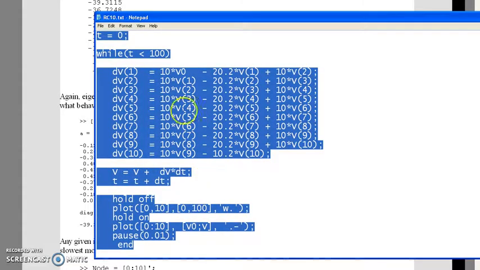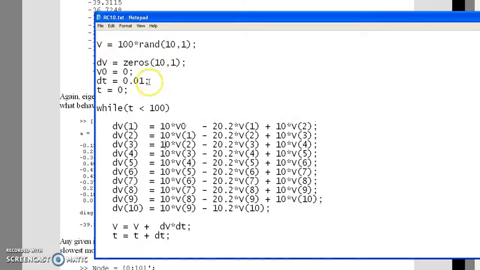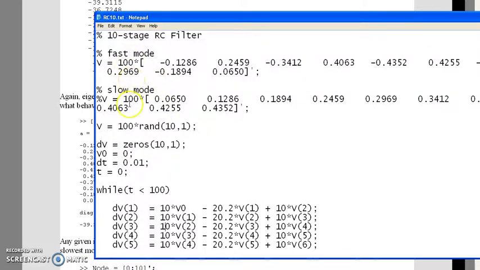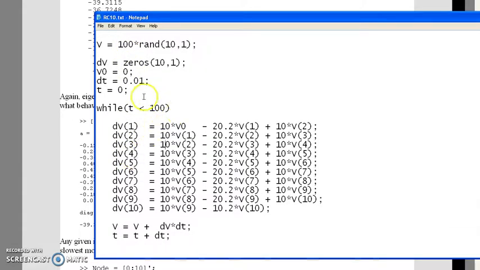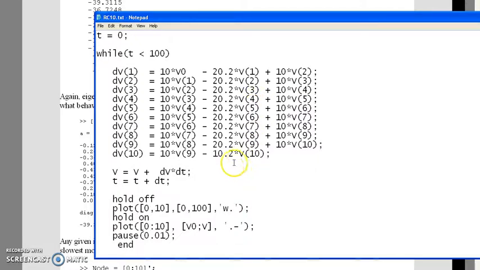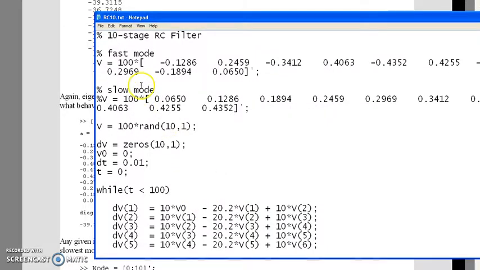Here I'm going to take the dynamics, I'll give it an initial condition, have the input being 0, and let it run. At any given node, the change in voltage is your minus 20 on the diagonal, 10 on the off diagonals, except for the last node, and let it run.